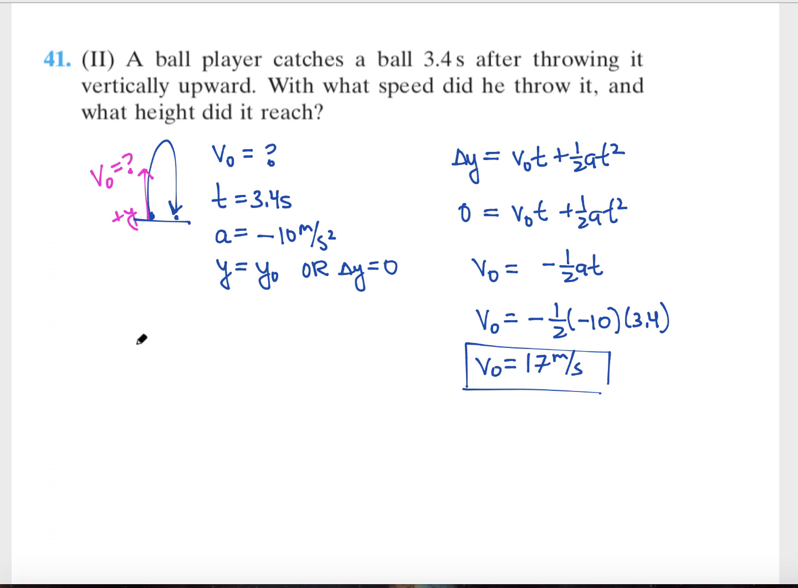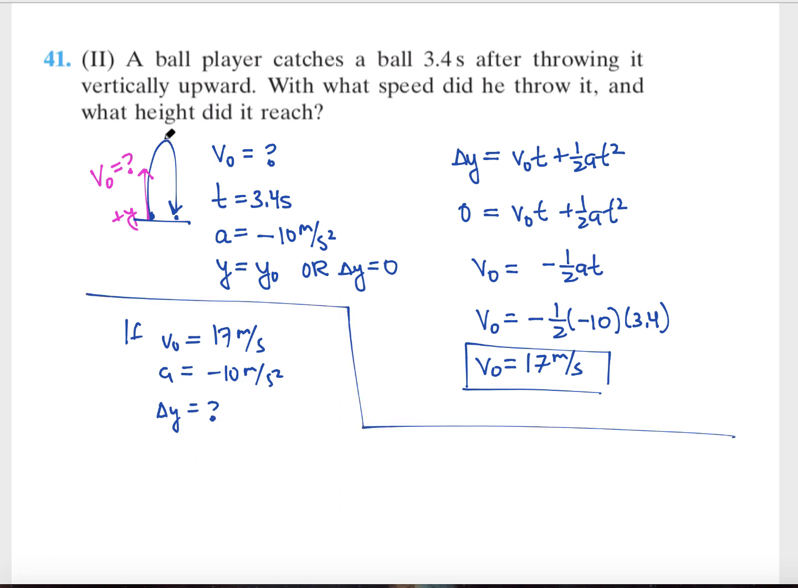One of those is if v naught is equal to 17 meters per second, my acceleration is negative 10 meters per second squared, and I know that I'm looking for delta y. What happens at the very top of my arc? Well, at the very top of my arc, I would say that v, my final velocity, is 0, right? And that's at the top of my trajectory, or my path.